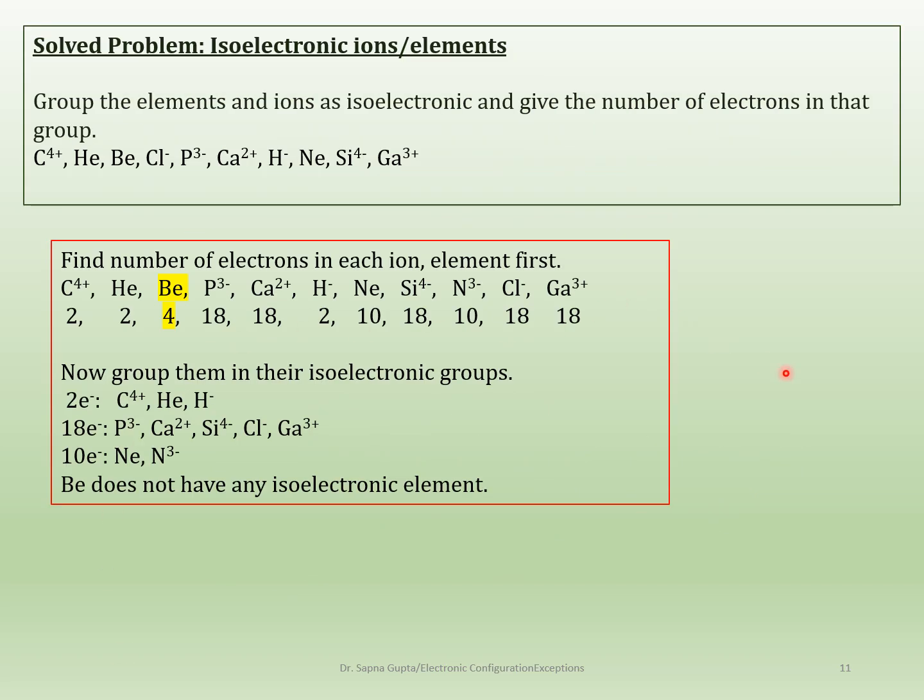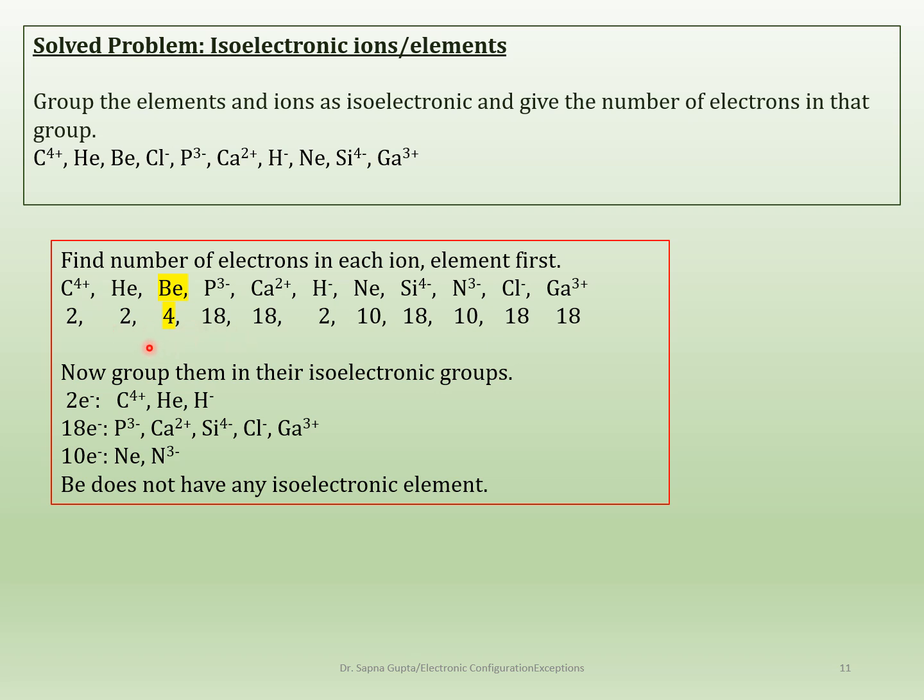So here is an example for that. Let's see what we have. Group the elements and ions that are isoelectric and give the number of electrons in each of those groups. First of all, you just find the total number of electrons in each of them. Some of them are hypothetical, some of them are real, and that's not a concern. We're just trying to identify what has the same number of electrons.